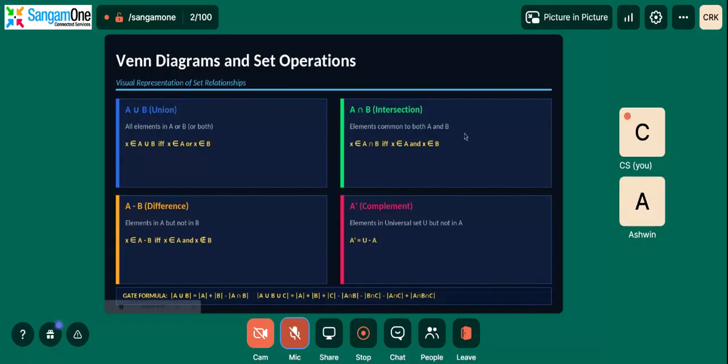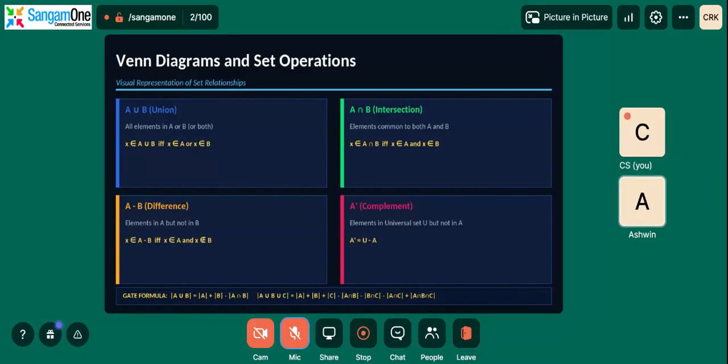A intersection B: elements common to both A and B. Suppose consider A as the set of all the letters in English and B is the set of vowels. What are the elements which are common in A and B? A, E, I, O, U are common, also in the English alphabet of 26 letters. That intersection is represented as A intersection B. That set contains A, E, I, O, U, because that is the common occurrence in both of the sets.